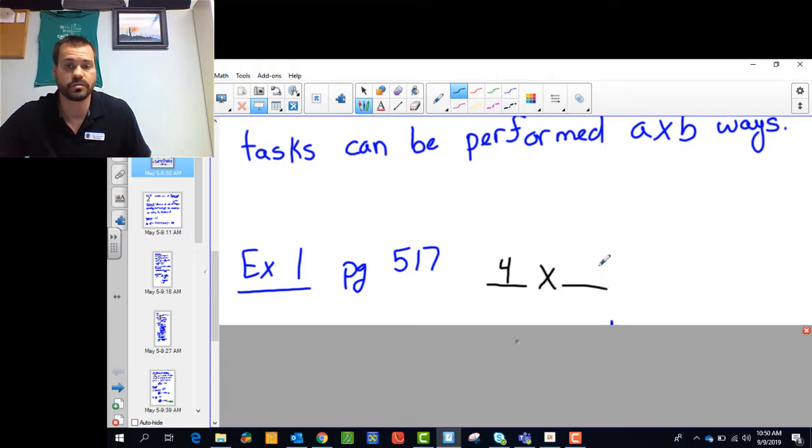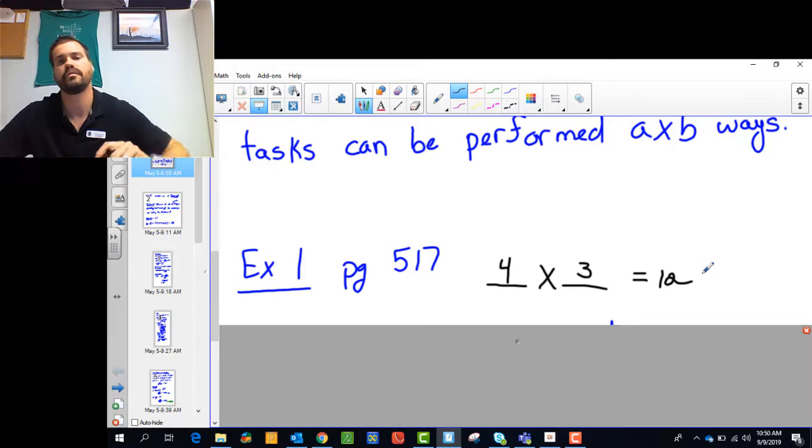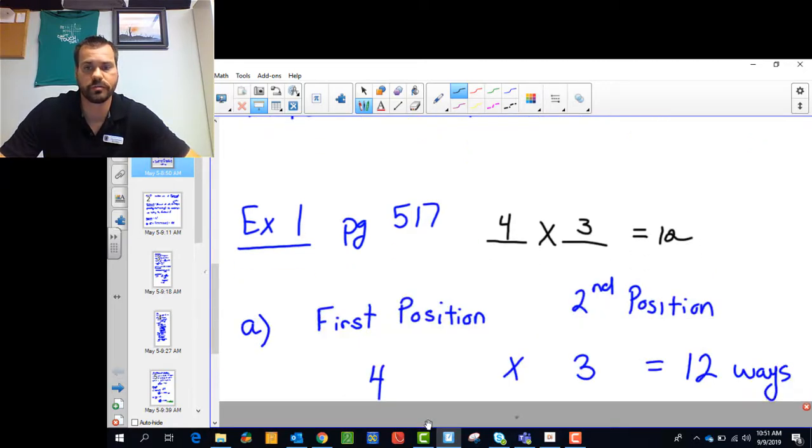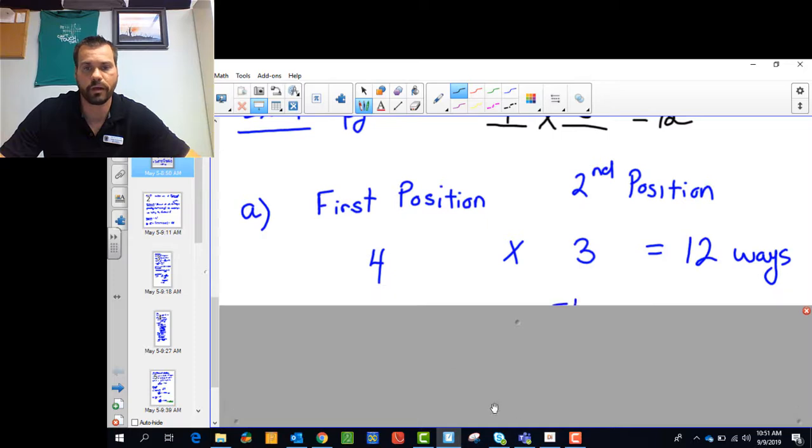And then, because there's 4 possible applicants and we filled one of them in here, there are 3 left. So the second possibility is 3. There are 3 different people left to fill that position. And then you multiply them together and you say there's 12 ways that you can fill those 2 positions. Okay? And that's the fundamental counting principle. All right? Now, look at part B.